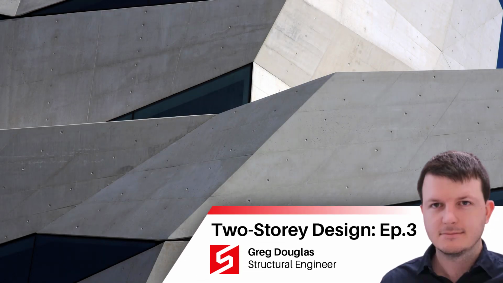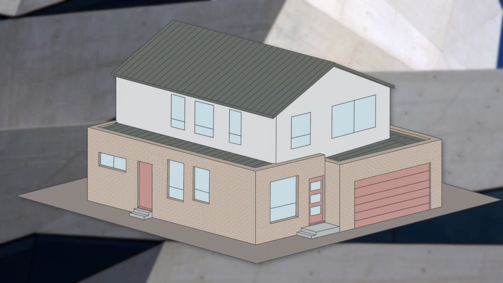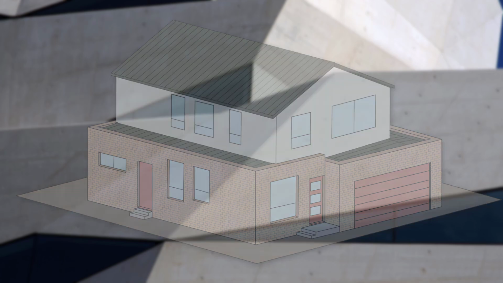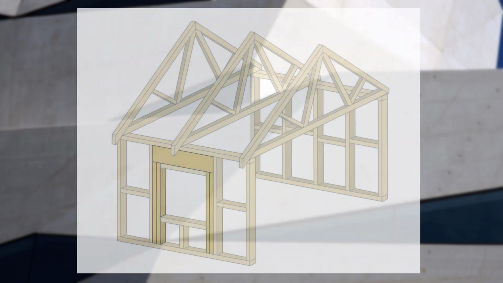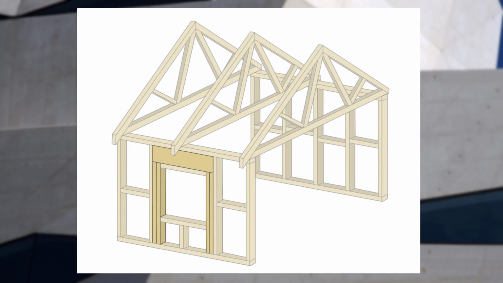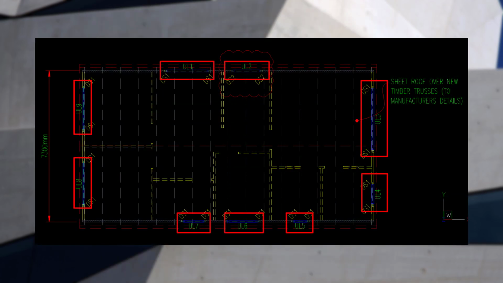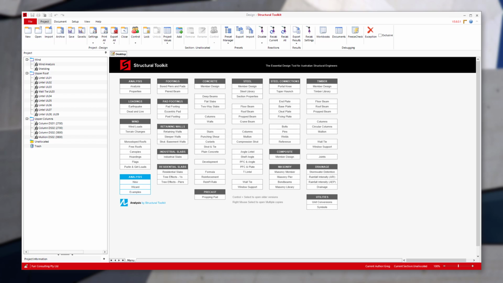Hi, this is Greg from Structural Toolkit, and this is the third video in our two-story residential house design series. In our previous video we went through our bracing loads and design, and now we're up to our upper roof design. Our approach will be to design each roof member, in our case each lintel, as a series of isolated beam designs. To do this we'll be using Structural Toolkit with the project we had started last episode.